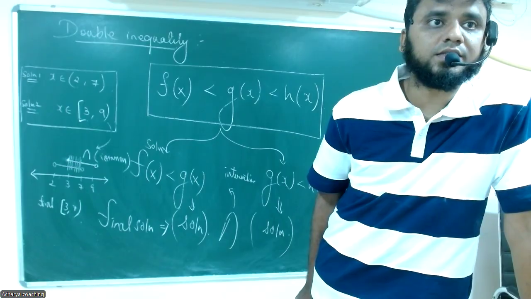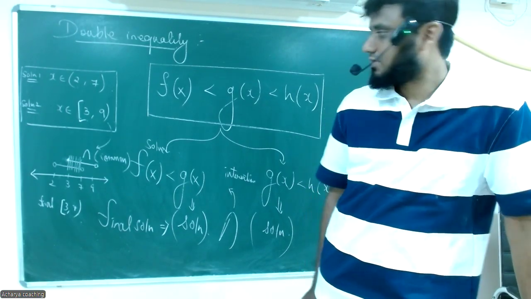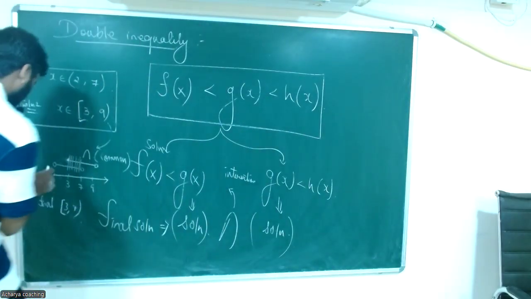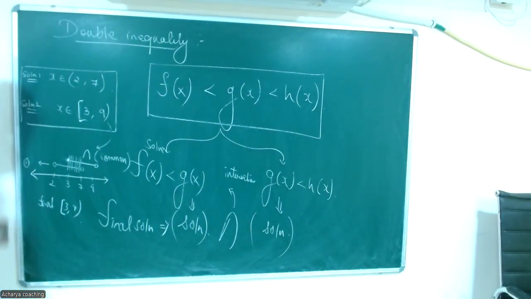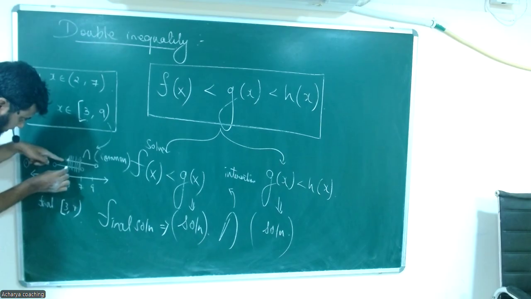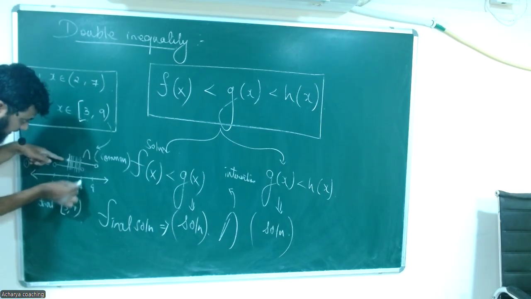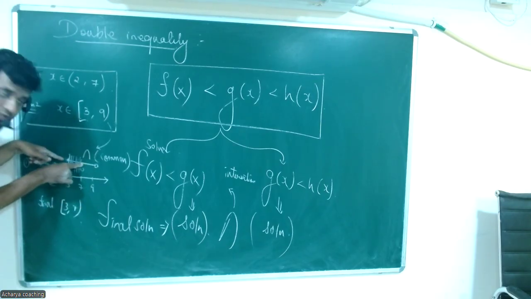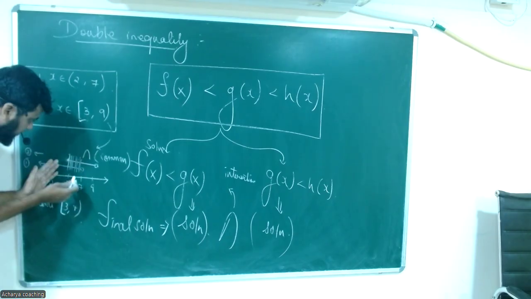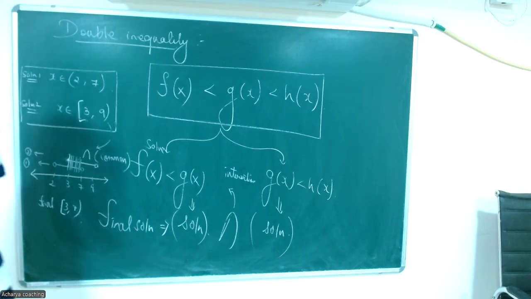If you have any doubts, you can ask. See here, first solution: 2 to 7, 2 not included, 7 not included. Solution 2: 3 included, so dark, and 9 not included. Compare these; what is common is from 3. This is common, so I'm just shading it. Till 7 it is common, but 7 is not in solution 1. It is in solution 2 but not in solution 1. So the common part is from 3 to 7, where 3 is included but 7 is not included.